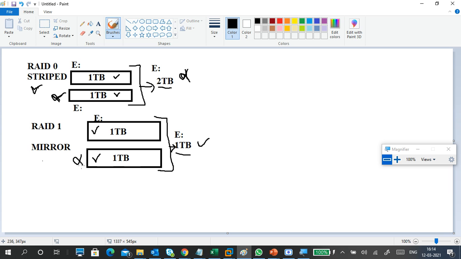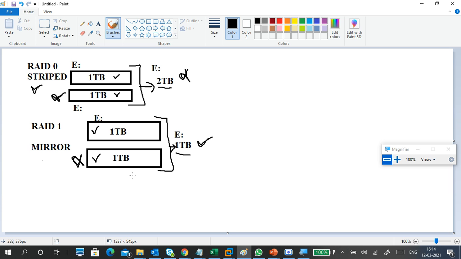But there are some disadvantages also. What are the disadvantages? If one disk fails, we can still access the data, but whenever one disk fails, you insert a new disk, you put a new disk in that place, what happens?